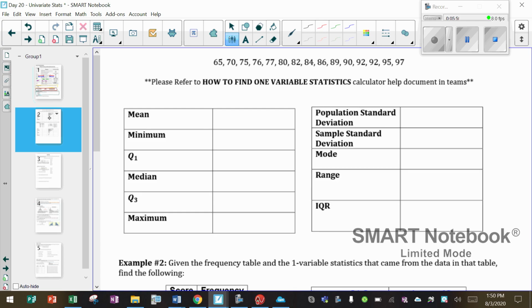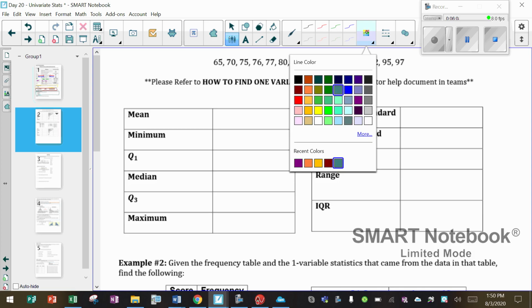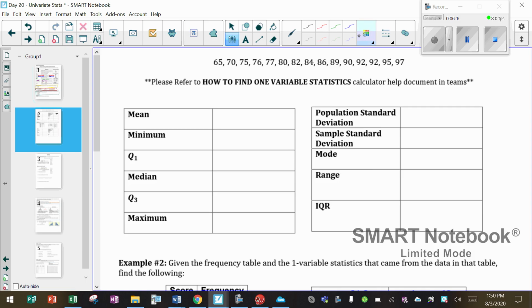So let's find the mean. So get your calculator out. What I want you to do is add up all these numbers and divide by however many there are. So let's do a quick count and figure out how many numbers we have here.